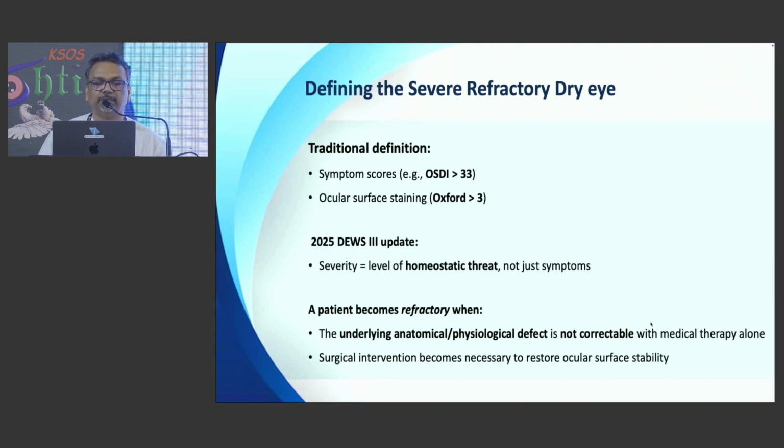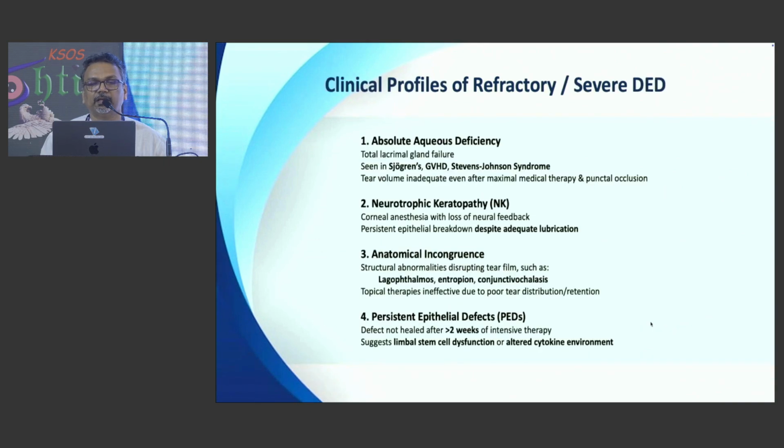And a patient becomes refractory when the underlying anatomical and physiological defect is not correctable with medical therapy alone, and surgical intervention becomes necessary to restore the ocular surface stability. So these are the 4 points which are highlighted in the clinical profiles as refractory or severe DED, that is absolute aqueous deficiency, seen in total lacrimal gland failure in Sjogren's, graft versus host disease, Stevens-Johnson syndrome, etc.